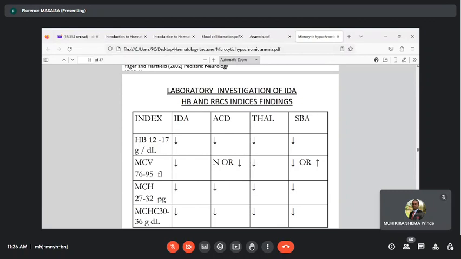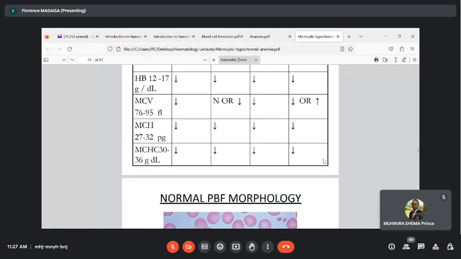Here they just explain in the table: we have iron deficiency anemia, anemia of chronic disease, thalassemia, and sideroblastic anemia. They are comparing each parameter. Of course, all of them are anemic, that's why hemoglobin is decreased in all. MCV: here it's normal or decreased. Thalassemia is decreased. Sideroblastic anemia can be decreased or increased. So that's the difference. Then MCH, MCV: iron deficiency has microcytic hypochromic anemia.